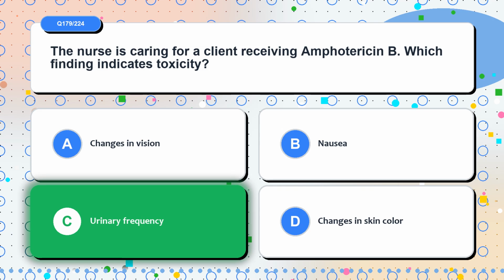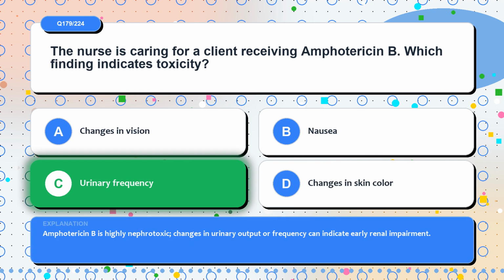The correct answer is option C. Urinary frequency. Amphotericin B is highly nephrotoxic. Changes in urinary output or frequency can indicate early renal impairment.